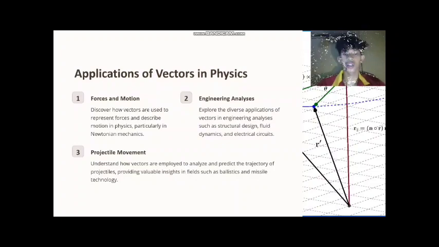Understand how vectors are employed to analyze and predict the trajectory of projectiles, providing valuable insight in fields such as ballistics and missile technology.